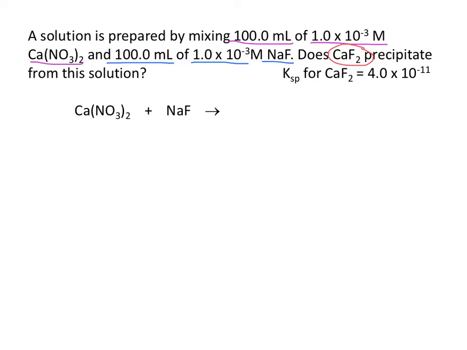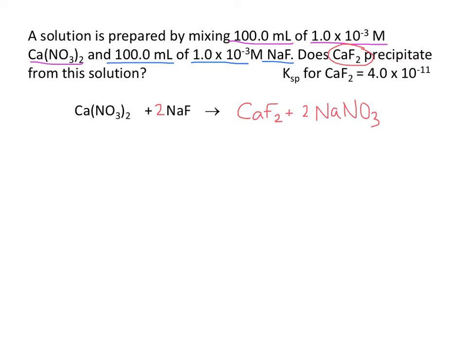So first of all, let's look at the equation that's there on your paper. Calcium nitrate plus sodium fluoride is going to make calcium fluoride and sodium nitrate. And let's go ahead and balance that. But that's actually the least important equation that we have going on, even though that is what we're reacting.